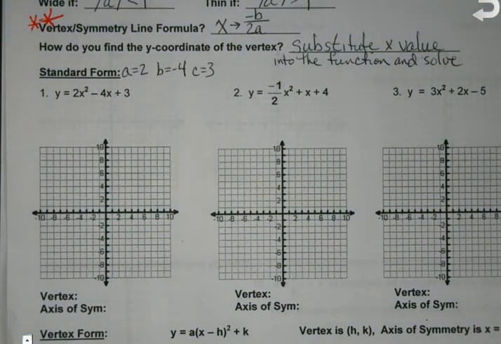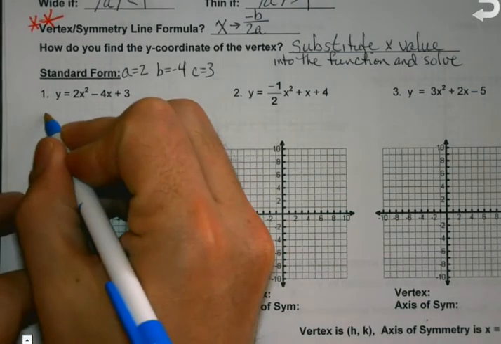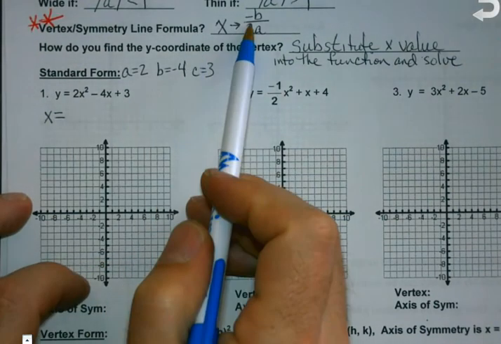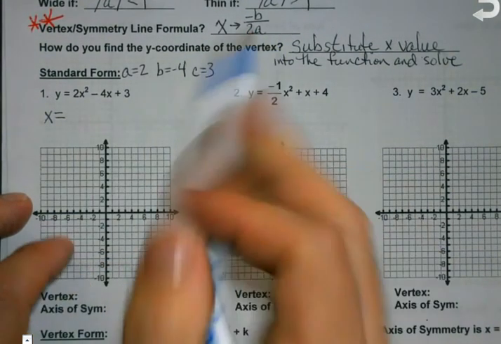Once I have that, I've got to get my vertex first. I've got to have that centerpiece for my graph before I do anything else. So to find that, again, it's going to be this negative b over 2a that we're plugging into.